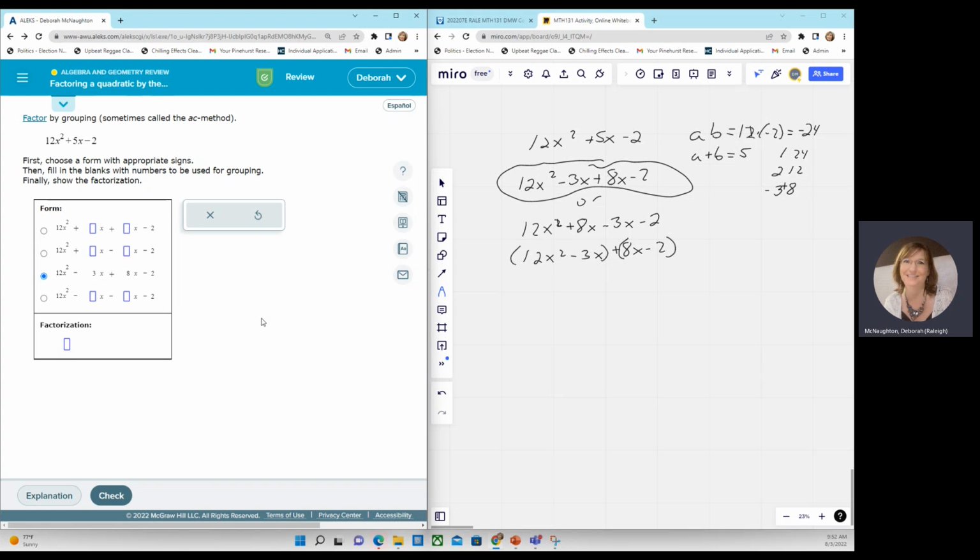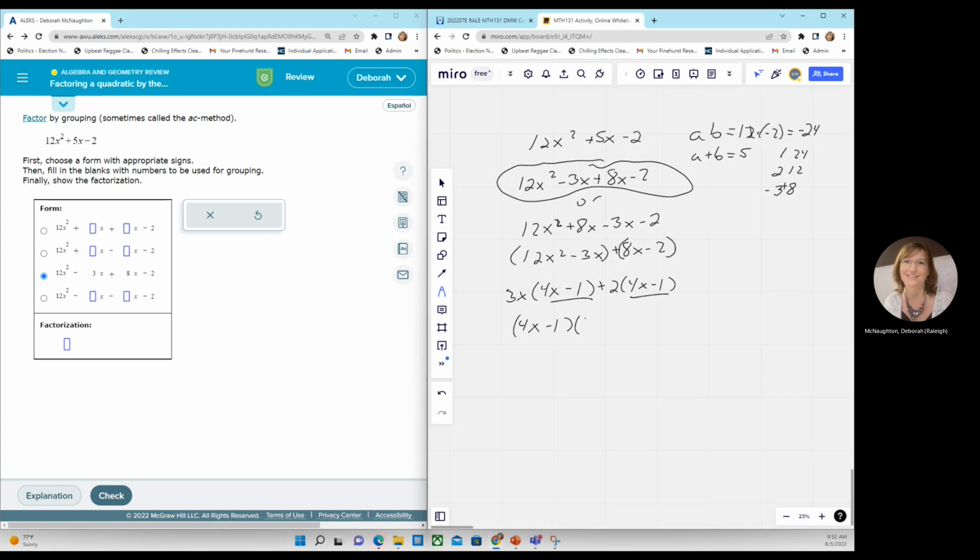Then to factor it, this is the second part. Here I can pull out a 3 and an x. When I factor out 3x, I get 4x minus 1. And over here, I can factor out a 2. When I factor out 2, I get 4x minus 1. When we do this part, we should always end up with a factor in common. Then I can factor out the 4x minus 1, and I get 3x plus 2. So this is my answer.